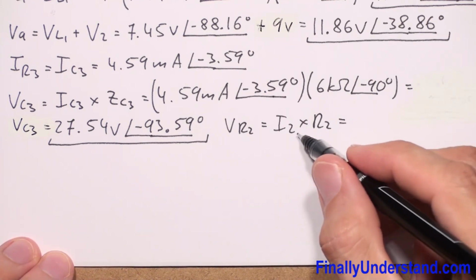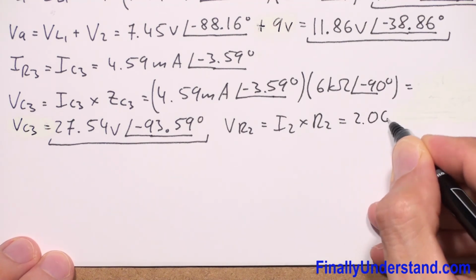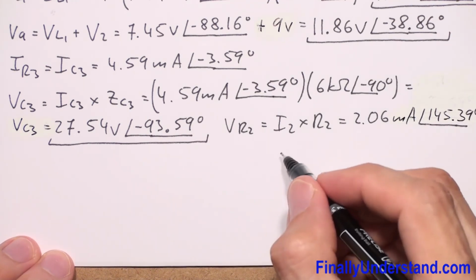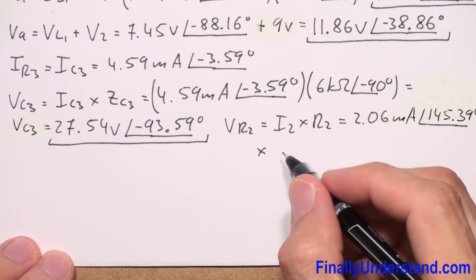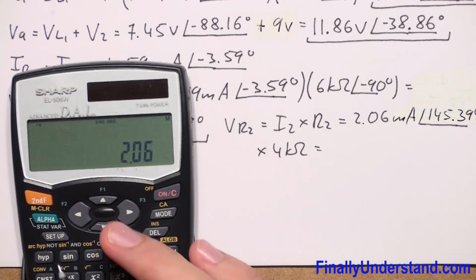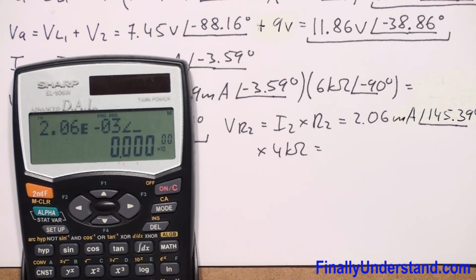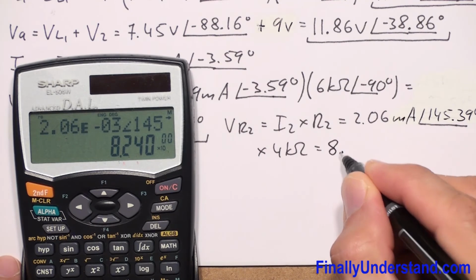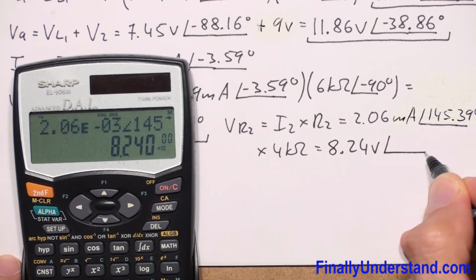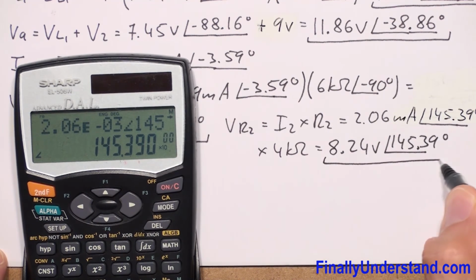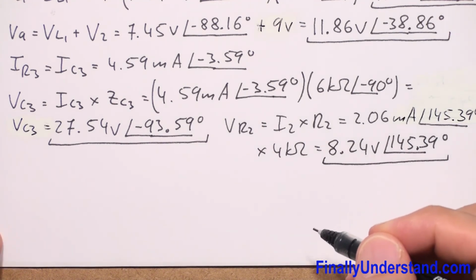I2 we found is equal to 2.06 milliamps and angle of 145.39 degrees, times R2, which is equal to 4 kilohms. So this is equal to 2.06 × 10^-3. I'm doing everything step by step. Angle of 145.39 times 4 × 10^3 equals 8.24 volts and angle of 145.39 degrees. Okay, so this is my voltage across resistor R2.